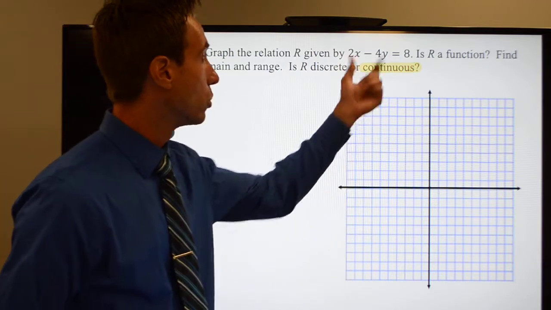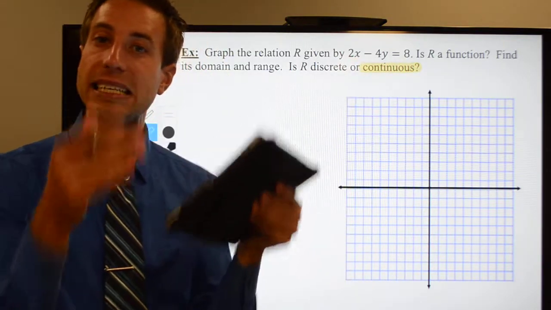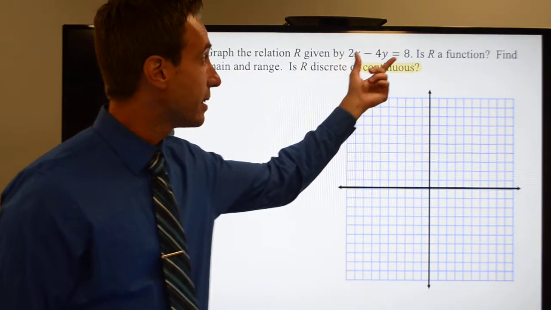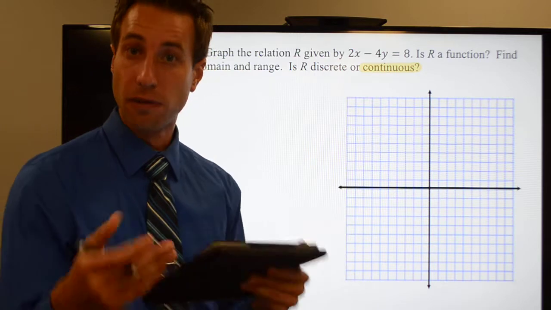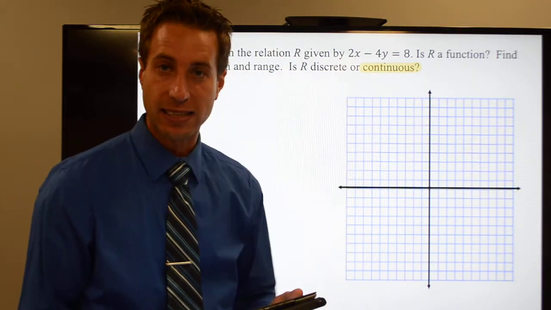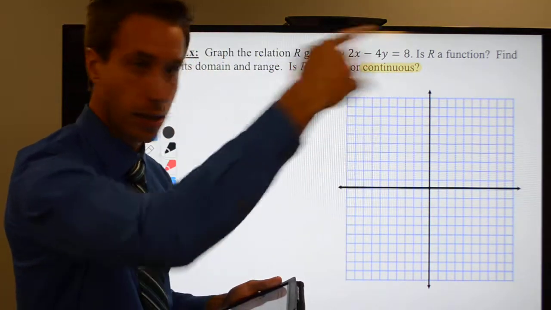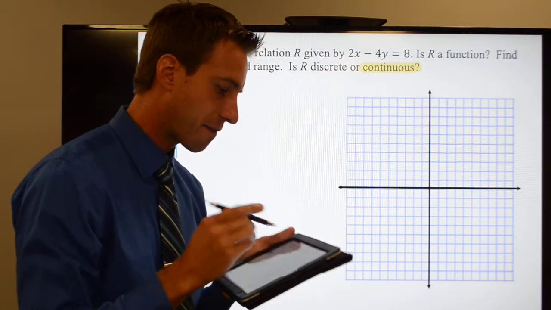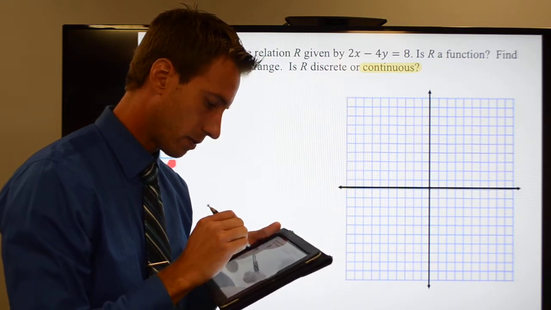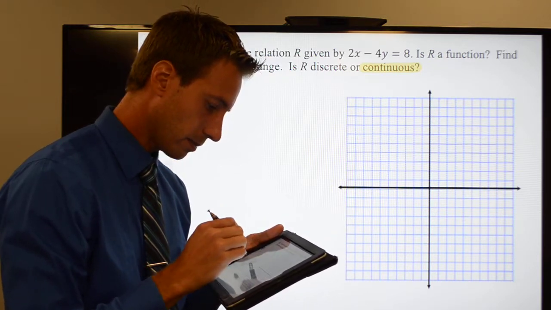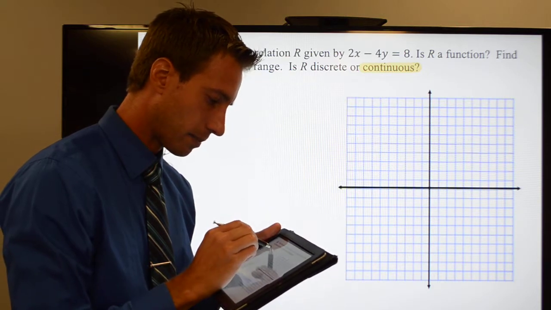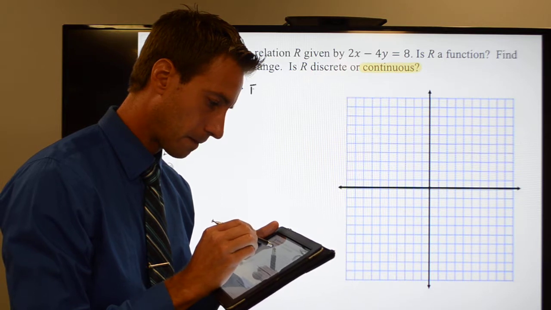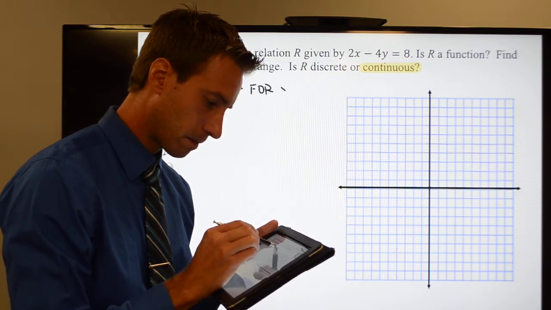But in order to graph this guy, I'm going to need to set up a table. But before I can set up a table, I need this equation to be solved for y. I need the y all by itself. That way I can plug in values for x, do my math, and figure out what y is equal to. So let's take care of that first. I need to solve for y. Alright, so let's do that.